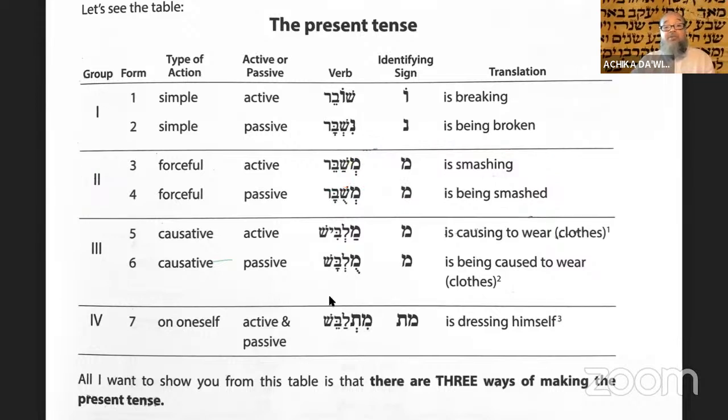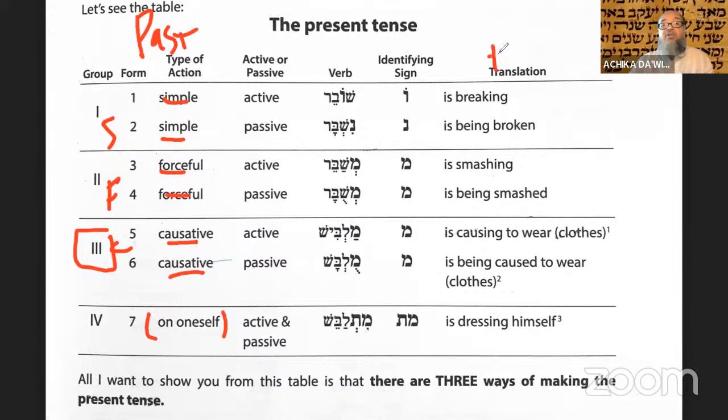Number 3, group number 3. Here is our causative group. The groups haven't changed, right? It's still simple, forceful, and causative. San Francisco, California, all day long. That hasn't changed. Okay. And this one right here is on oneself. That hasn't changed. The only thing that changes is whether it's in the past, the present, or the future.